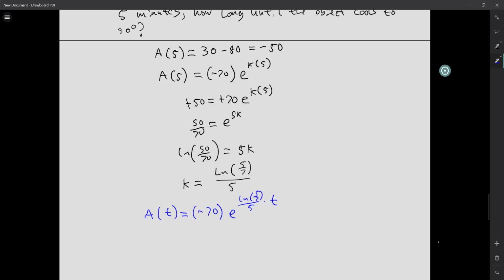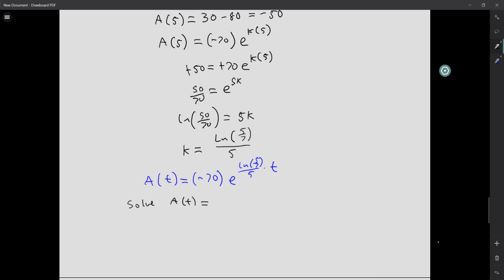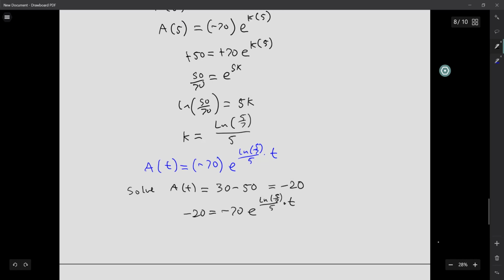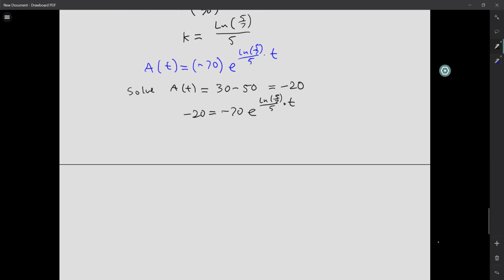Now we can answer the question, how long until the object cools to a temperature of 50 degrees? So we're trying to solve A of t equal to 50 degrees. So you need 30 minus 50, which is equal to minus 20. That's the number we want to plug in there. So we need minus 20 equal to minus 70 times e to the kt, so natural log of 5 over 7 all over 5 times t. Now this is what I want to solve for t. Just like in the previous problem, we're not going to have any sense of the number we get without a calculator.